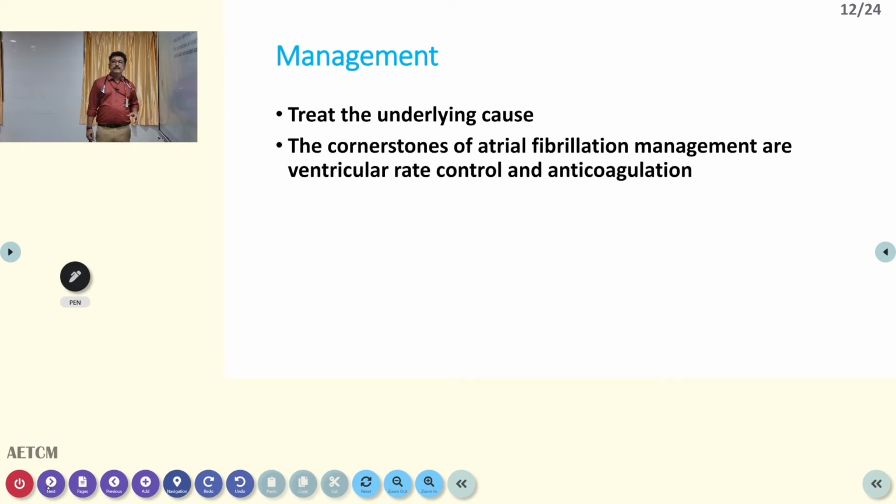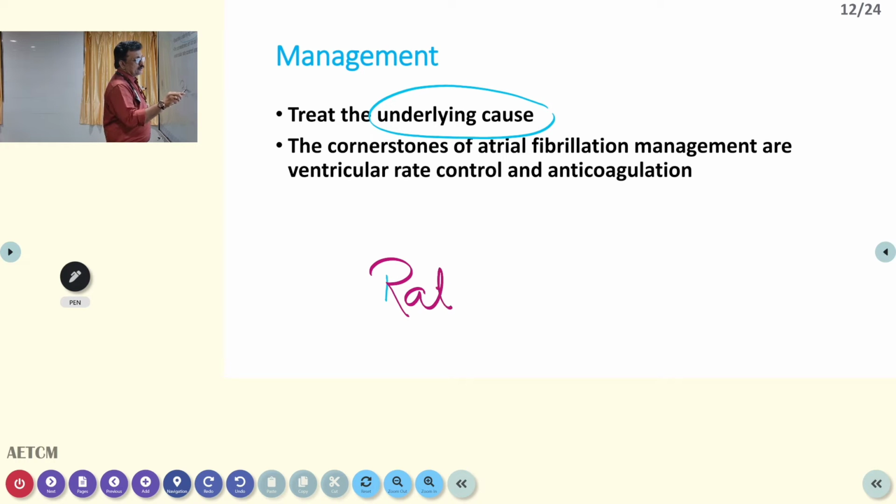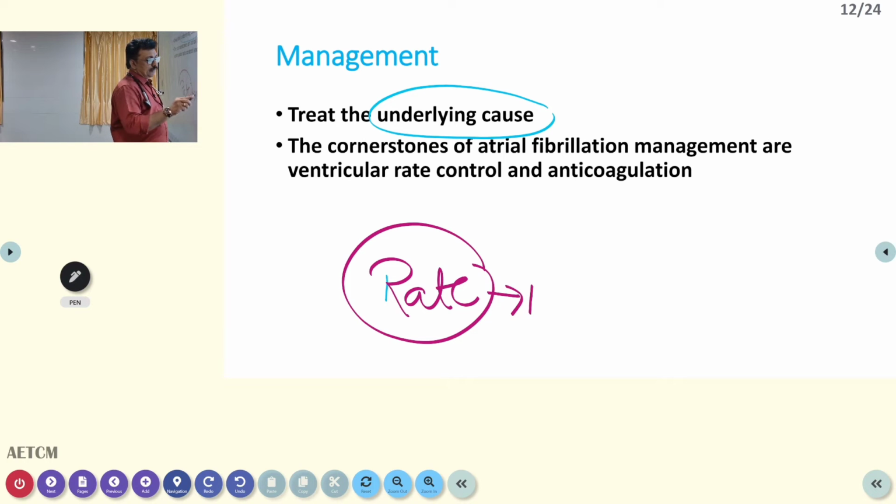Now, what is the management? Management is basically targeting some important things. One is we have to treat the underlying cause. Suppose the patient has hyperthyroidism and atrial fibrillation. You have to control the thyroid release. That controls atrial fibrillation. Now, the other important thing is the rate. The most important thing in the emergency room is rate control. Rate should be controlled, because we already told that atrial fibrillation can lead to tachycardia.